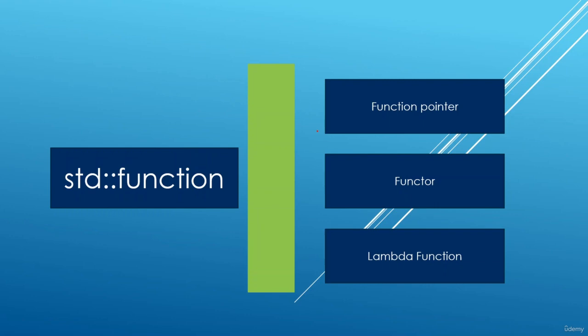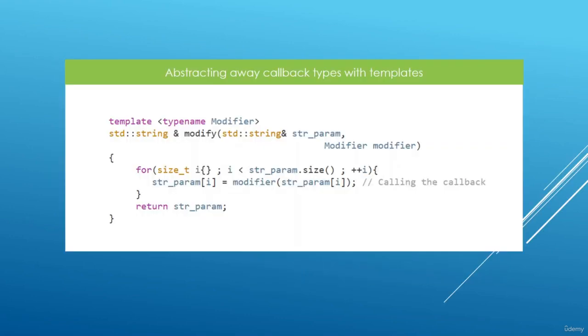So we can use this to work with either function pointers, functors, or even lambda functions. As we have seen, we can use all these things as callbacks in our C++ program. So far we have been using function templates to set up functions that could work with any kind of callback. So for example, if we template our modify function on a modifier here, we can really pass any kind of callback here, and the compiler is going to generate a necessary function template instance to make this work.